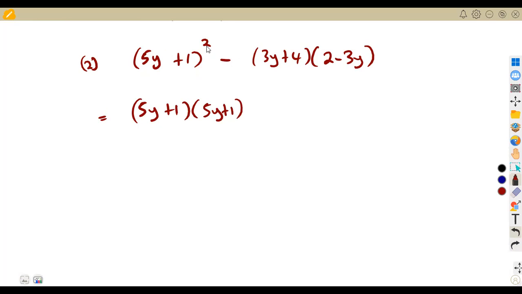So we are given x. If it was to the exponent of 3, it means we're going to have another bracket again. So the power here is the number of times that you're going to have that term multiplying itself. So this is minus. We've got the bracket here of 3y plus 4 into 2 minus 3y like this.